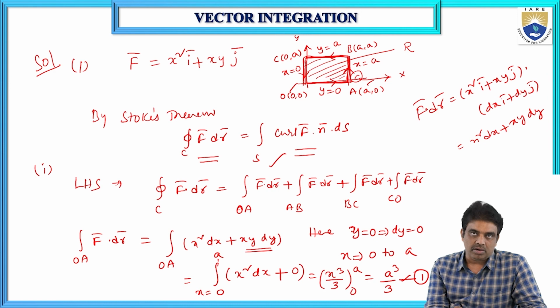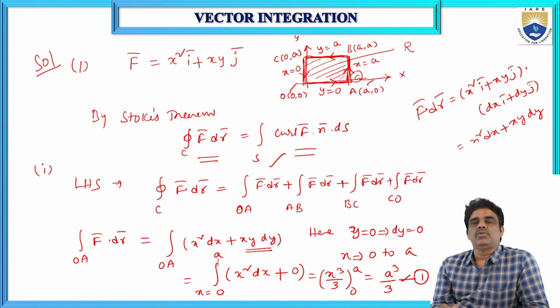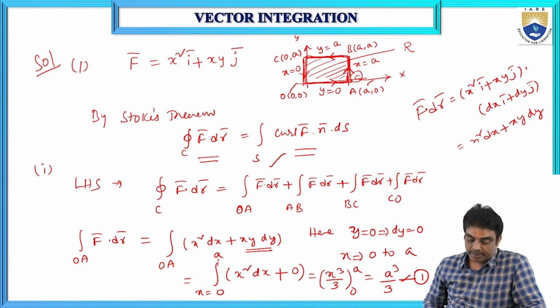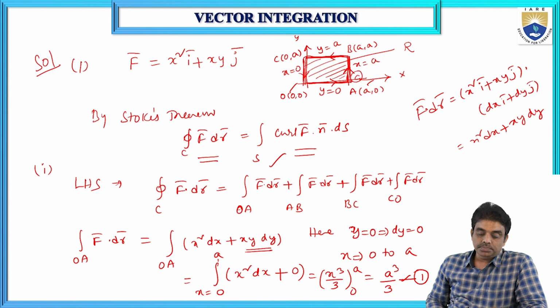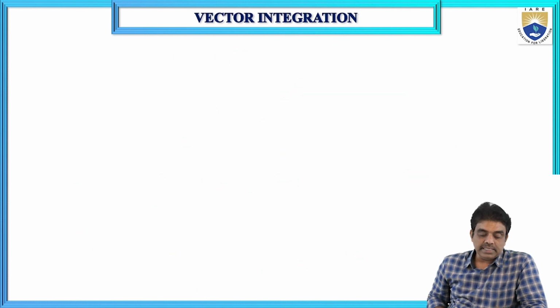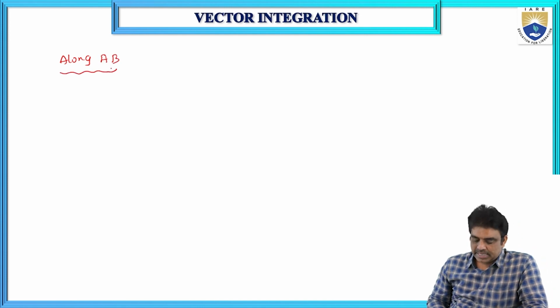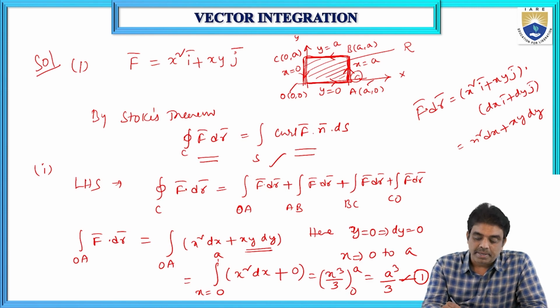Integral of f bar dot dr bar along OA: along OA the equation is y equals 0, so dy is 0, but x is a variable. It varies from 0 to a. Now, what is the second value? Along AB. What is along AB? This is along AB. What is the equation?